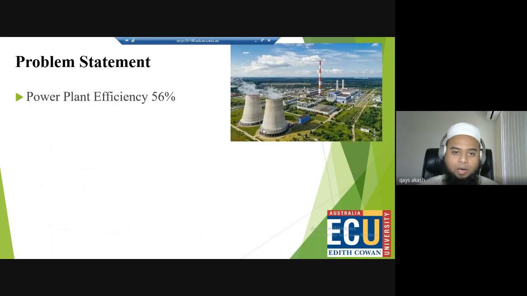All over the world, currently, the power plant efficiency is only 56%. It's quite low compared to the current situation.